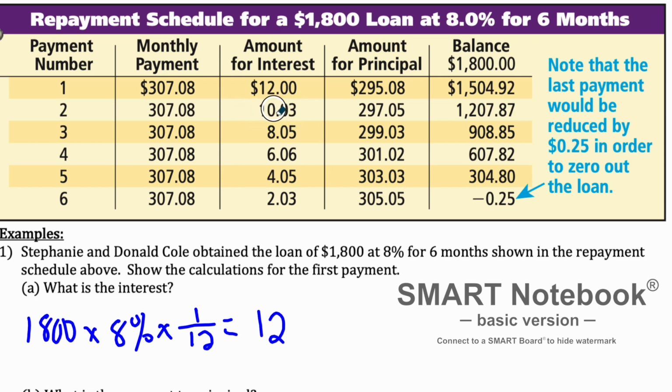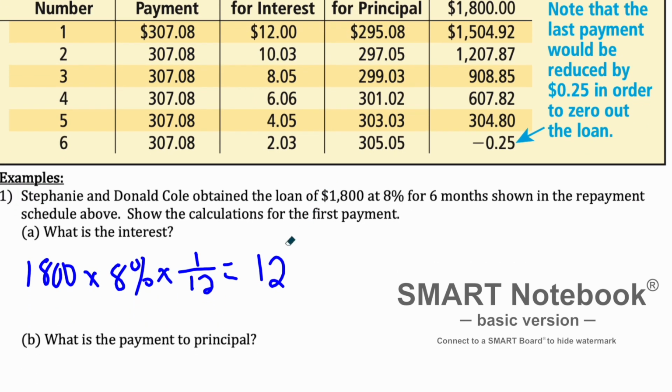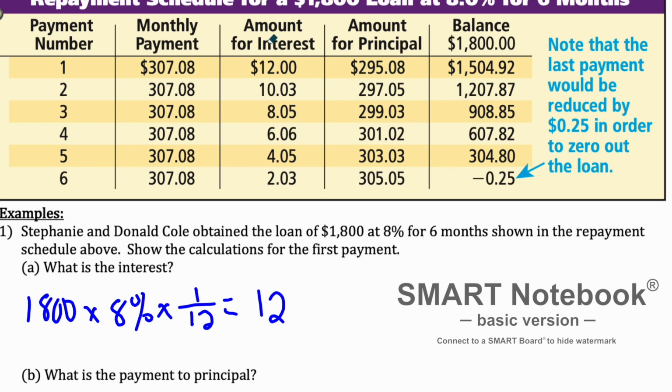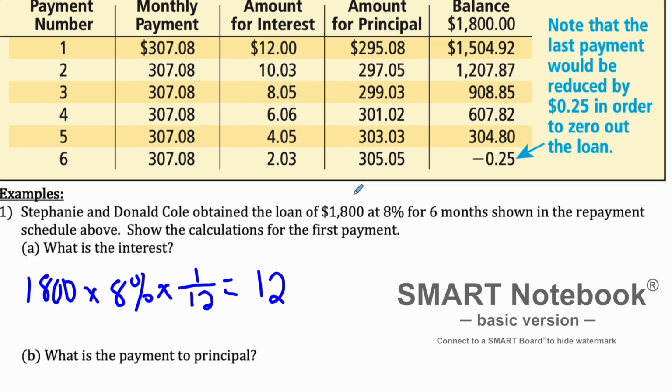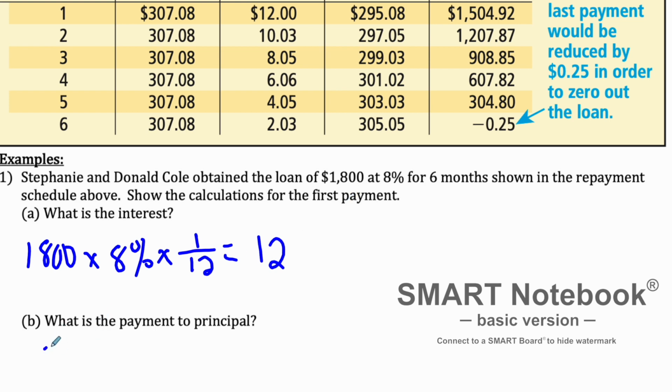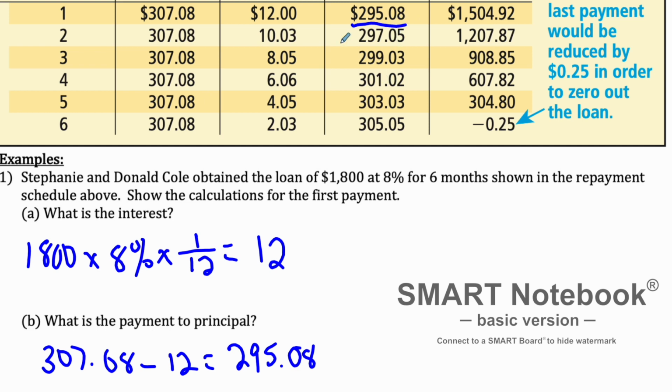All right, now let's continue this out. What is the payment to principal? We already know the payment to principal is $295.08. All right, but where does that come from? Well, that's going to come from taking our monthly payment, which is $307.08, and subtracting the interest. So if you take 307.08 and you subtract the interest of $12, you're going to get $295.08, which is exactly the amount that went to the principal.